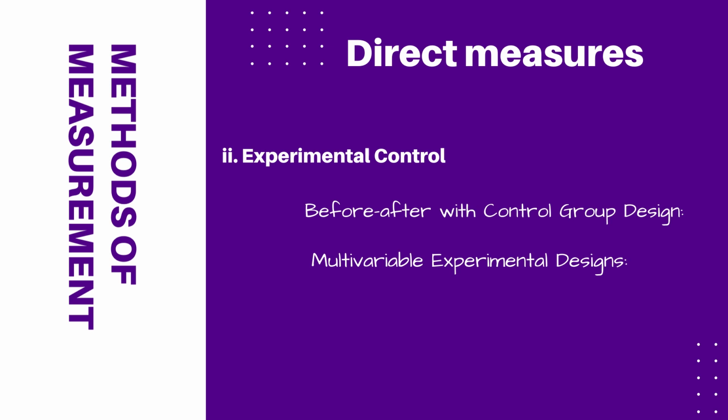And then the second one is multivariable experimental designs. While the experimental design discussed above yields a reasonably accurate estimate of the effects of advertising on sales, it is not successful in explaining the success or failure of the campaign itself.